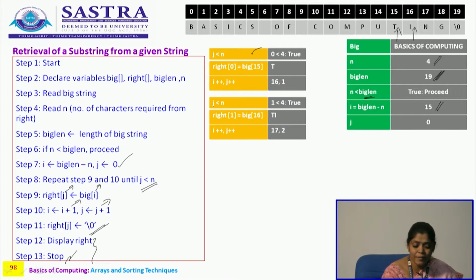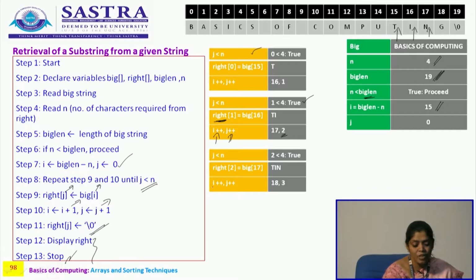In the next step, j is also incremented. j is now 1, which is less than n, so this time the condition is true. So right of j is equal to big of i. Big of i means it is the character i, which is there in the 16th position, which has been moved to the string right. Then you increment your i and j, so your i is 17 and j is 2 this time.